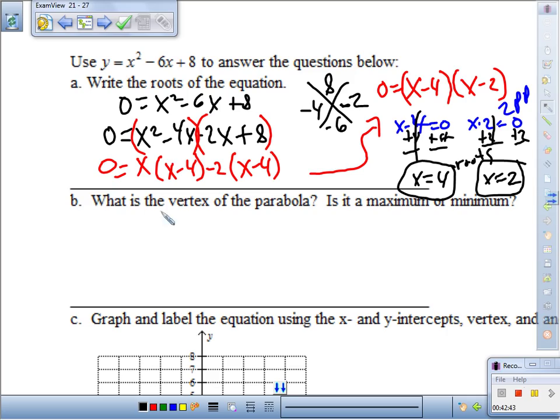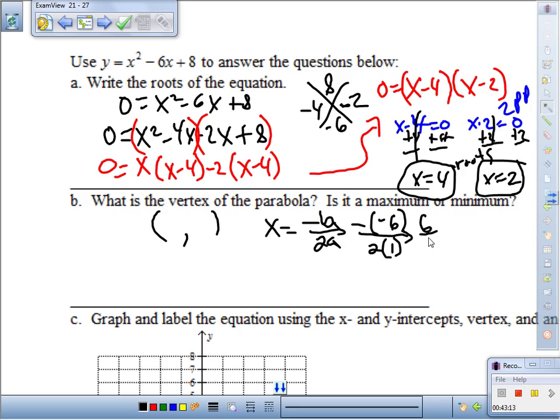Okay. Let's find the vertex. For the vertex, we need an x value and a y value. I'm going to start with my x value. The x value, I find it by writing negative b over 2a. So therefore, negative, what is b here? Negative 6. Negative 6 over 2 times, what is a here? 1, because there's no number here in the coefficient. So this is 6 over 2, which is 3. That goes right there.